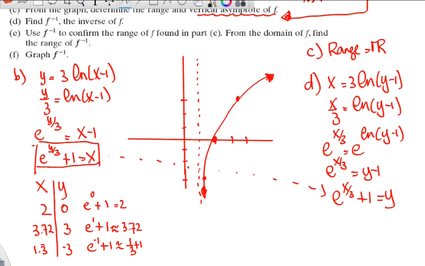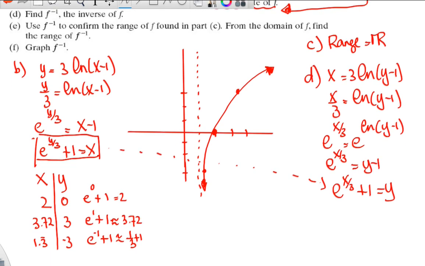Alright, use the inverse to confirm the range of f. So this is the inverse, and the range of f refers to the log. So the range of the log would be the domain for this function. So what is the domain for an exponential function? Well, the domain for an exponential function is all real numbers. So that means that the range should have been all real numbers. So those two match.